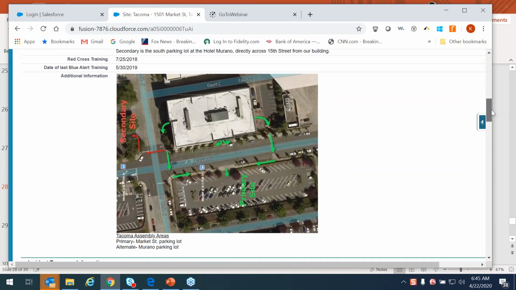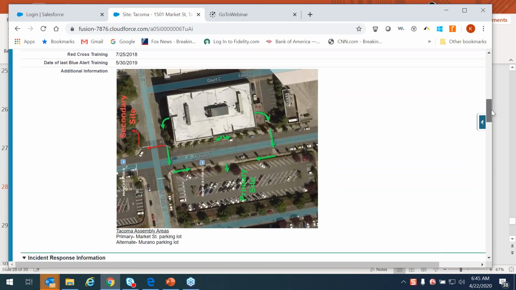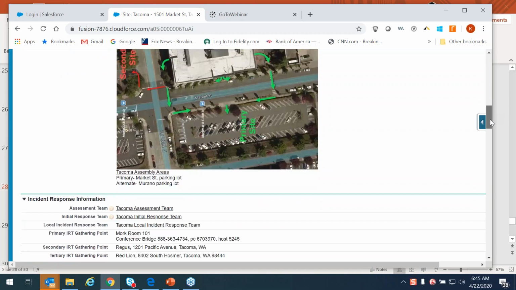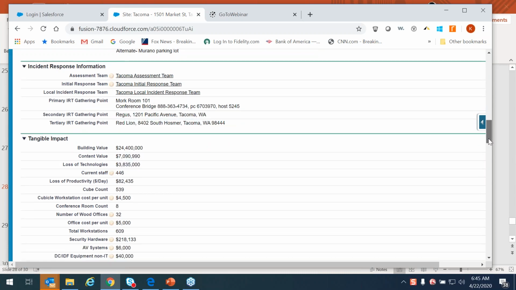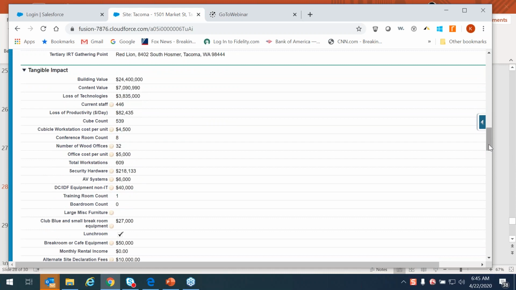Here's our map that shows our assembly locations for that site. So if we did evacuate people from the building, this is where they're supposed to gather, both their primary locations and alternate locations. Here are our incident management teams. We have an assessment team, an initial response team, and a local incident response team, which I'll open up in just a minute. Here's our tangible impact. Again, we actually use the data in Fusion for our property and casualty insurance renewals.